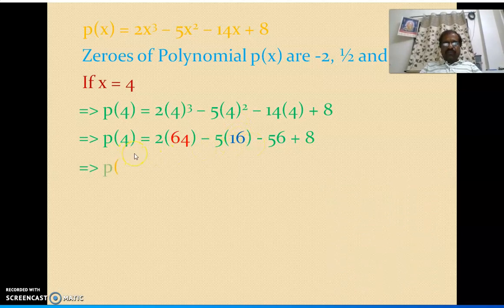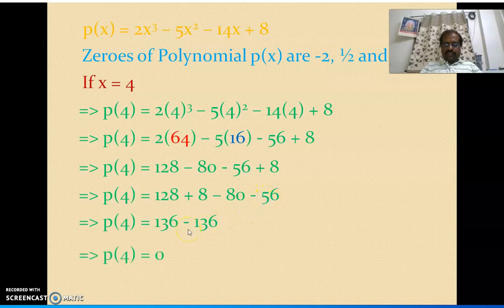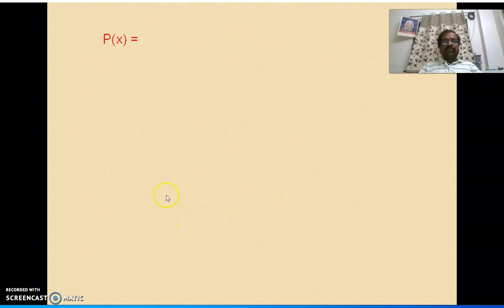Now this value will be 64 into 2 is 128, 16 fives are 80, 14 fours are 56, plus 8. So that is equal to 128 plus 8 minus 80 minus 56. 128 plus 8 is 136, and 80 plus 56 is 136. So this is 0, which means all three zeros are satisfied.